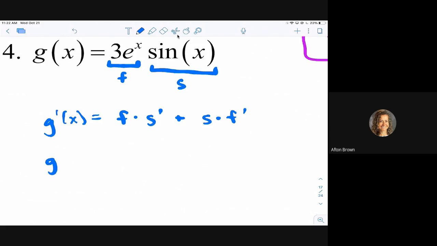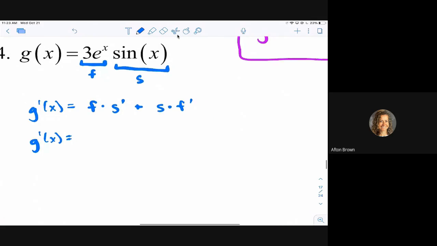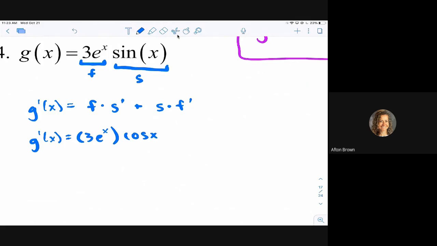So g prime, what do we write for f? 3 to the x. Great. And then s prime, cosine. Good. This is why we had to memorize these. The derivative of sine we have memorized as cosine. And I guess these parentheses aren't really necessary, so I'll just leave it like that.